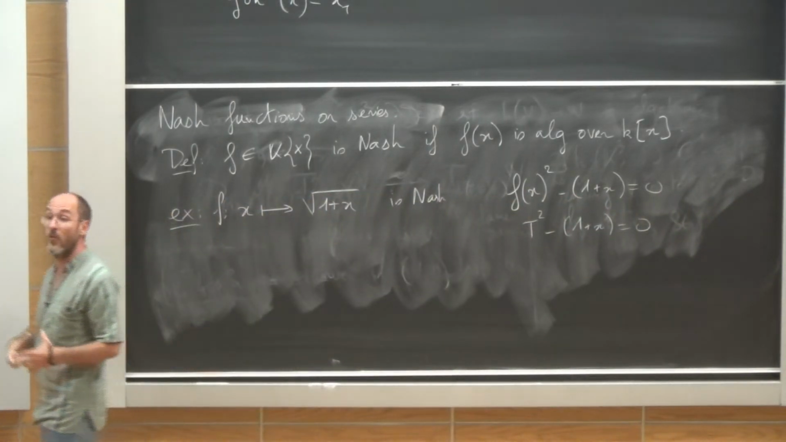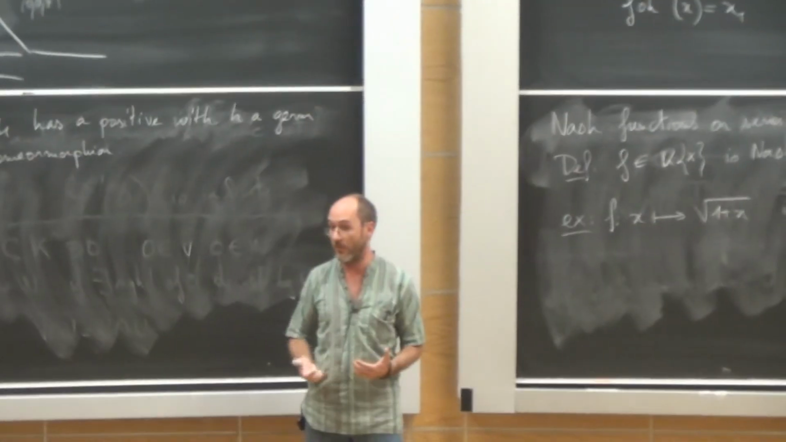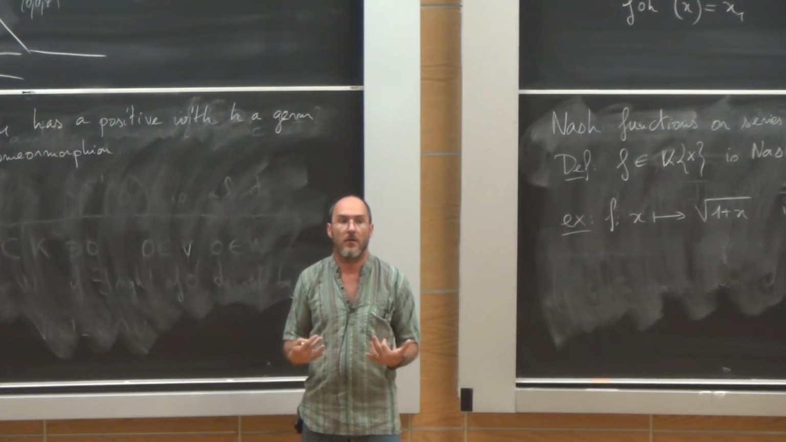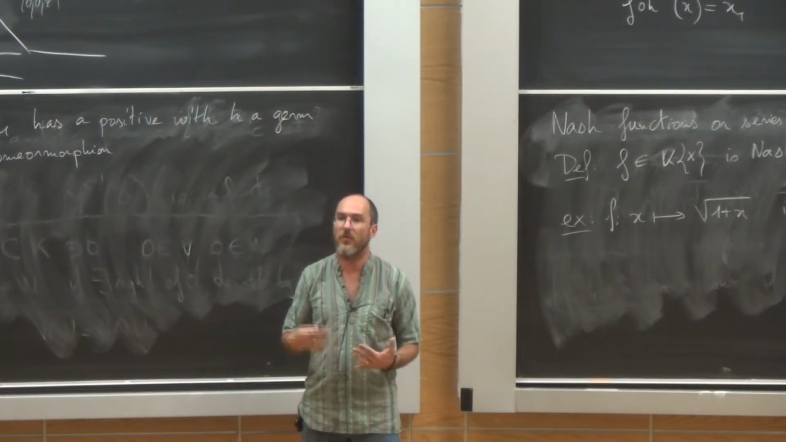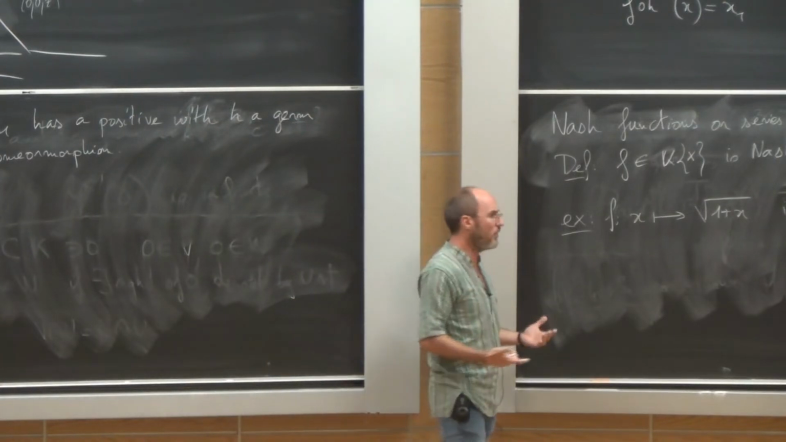And the set of Nash series is a ring. What is important is that this ring satisfies the implicit function theorem. And even more, it's the smallest ring contained in the polynomials that is stable under the implicit function theorem. Such a ring is called a Henselian ring.